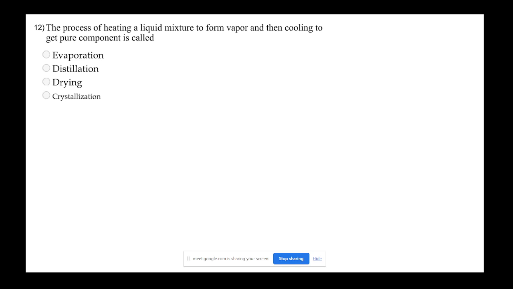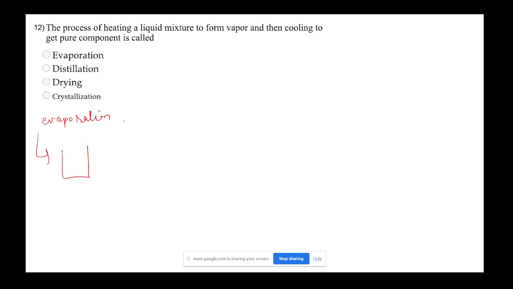Next question is the process of heating a liquid mixture to form vapor and then cooling it to get a pure component is known as. So we will try to understand each and every process which is mentioned in the options. The first process is evaporation. Evaporation is nothing but to concentrate any solution that you have.